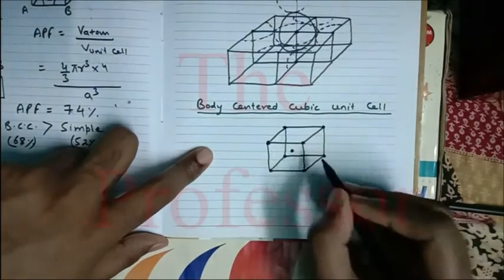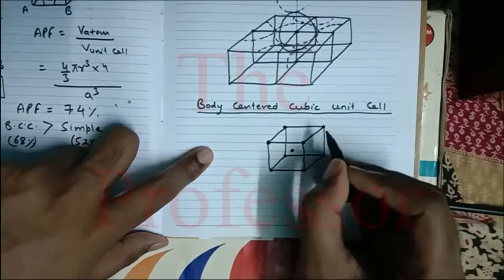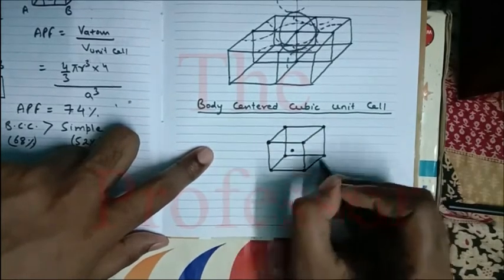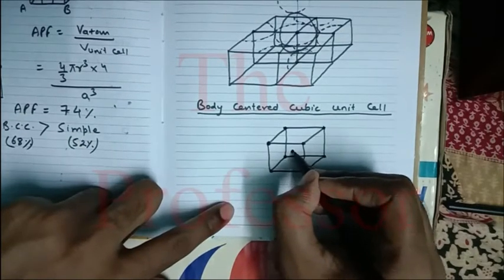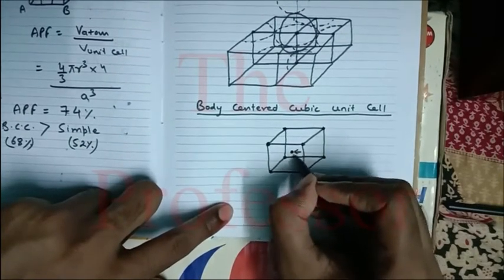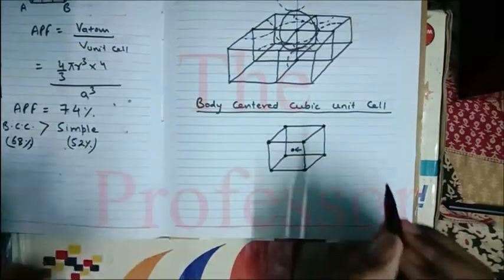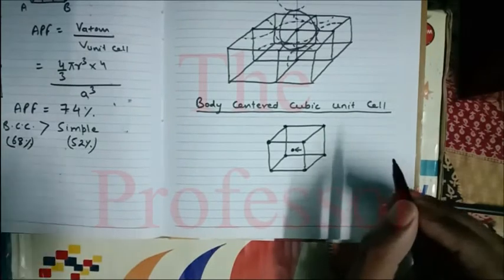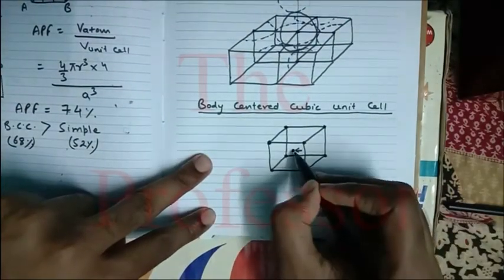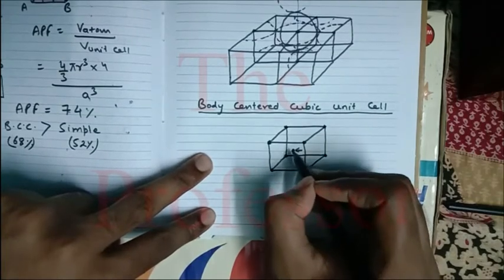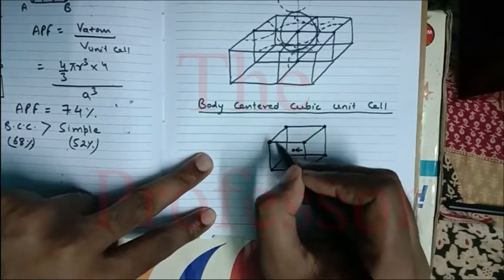And we know that these atoms at the corner don't touch each other, but every atom present at each of the 8 corners makes contact with the atom present at the center. With this atom, each and every corner atom makes contact. So at any given point of time, this body centered atom, the atom present at the center, is in contact with the 8 other atoms present at the corners.